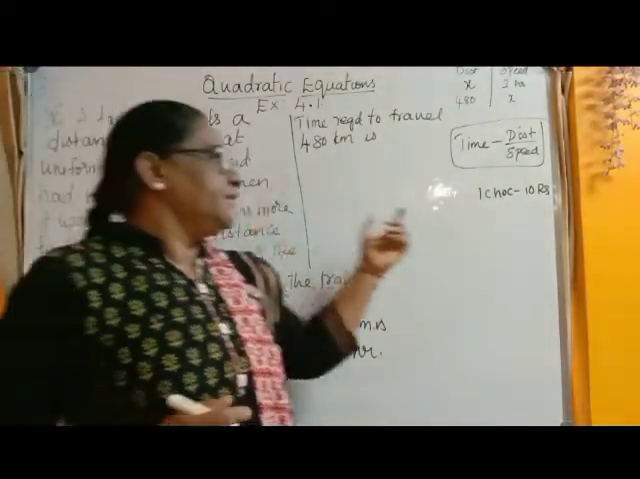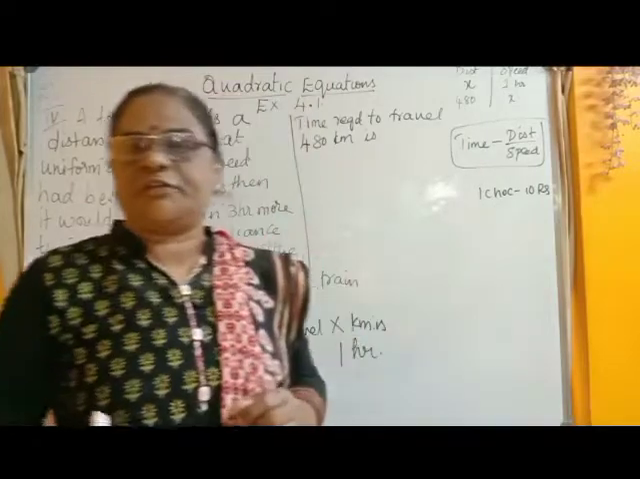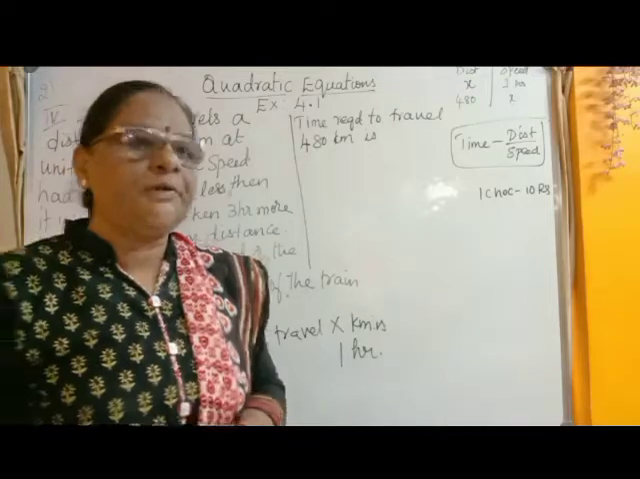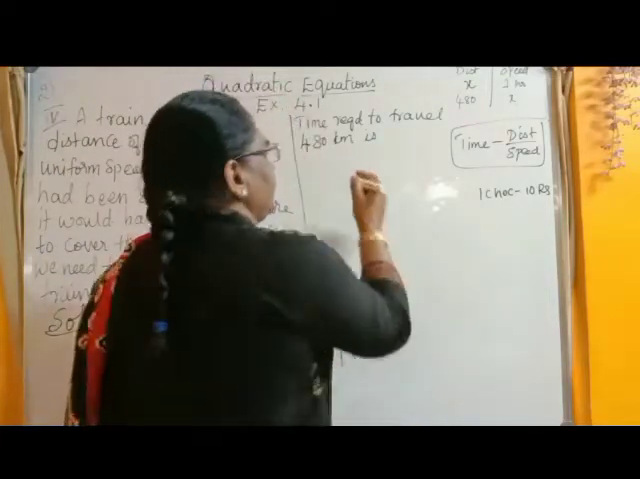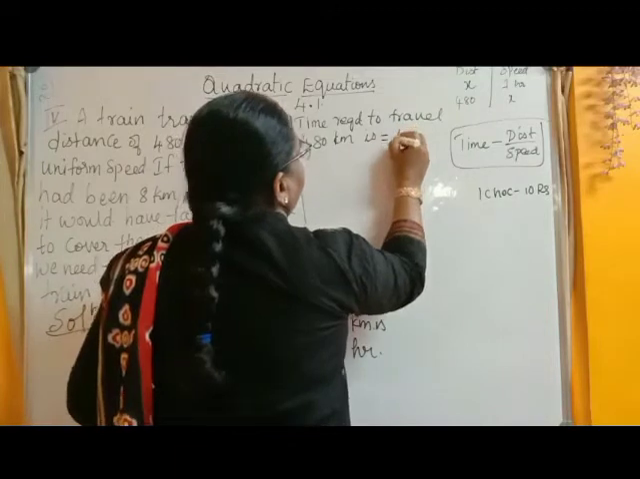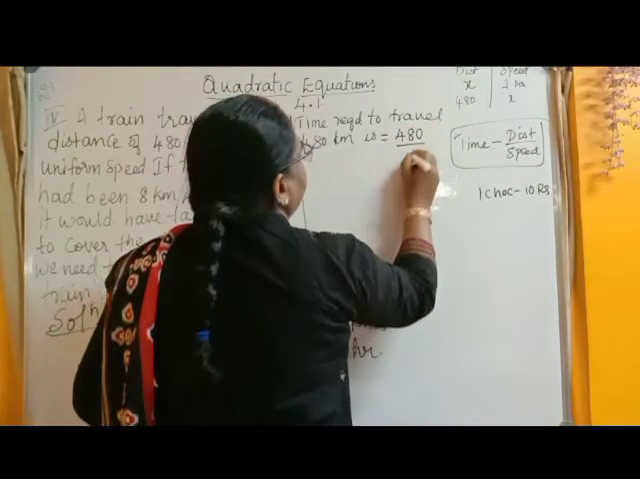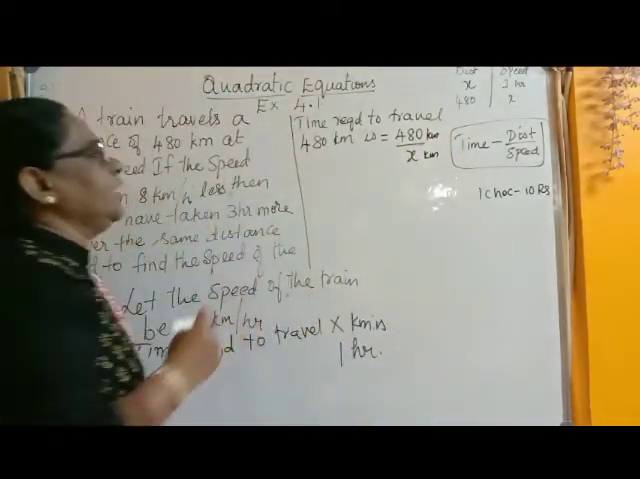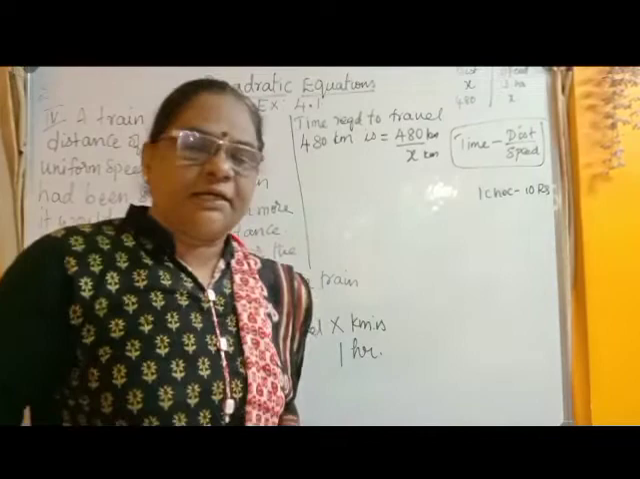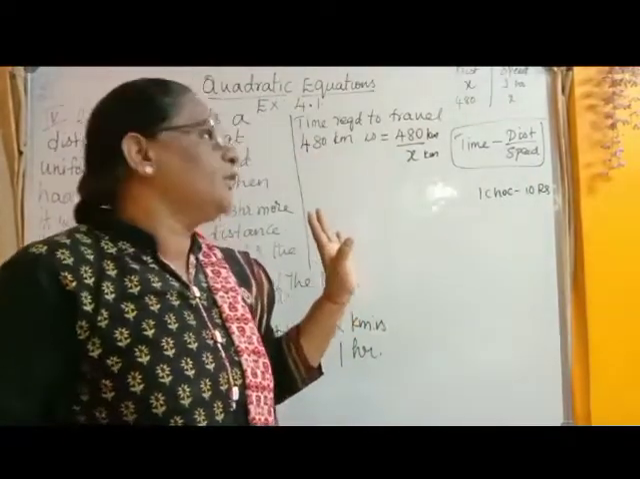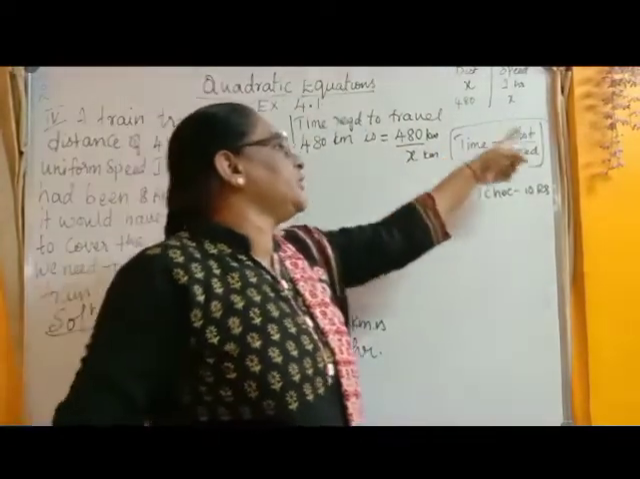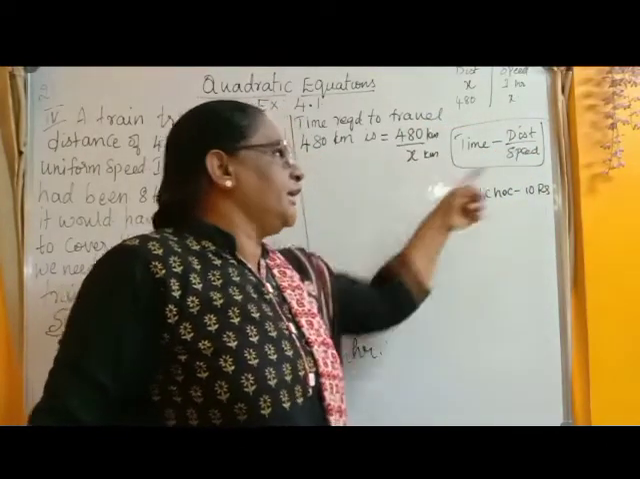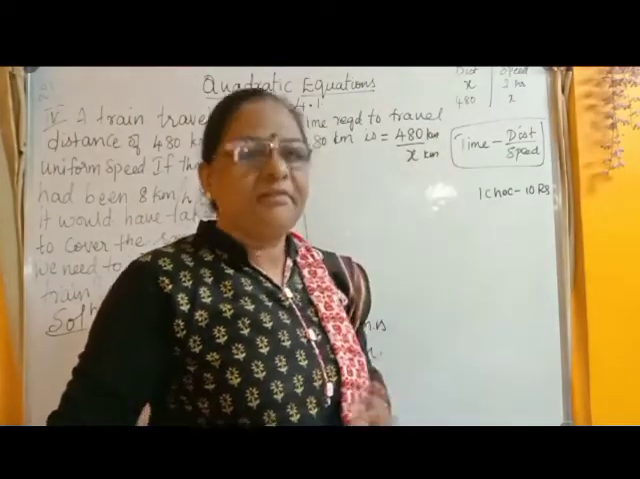So it is like one chocolate costs 10 rupees, and you have 480 rupees. How many chocolates will you get? You are going to divide it, right? So here also, time will be given by total kilometers divided by x kilometer. Total kilometers divided by x kilometer will give you the time taken to cover this distance. So the time formula I have put is distance by speed. What is the distance here? 480. The speed of the train is x kilometer per hour. Is it not? That is what I have written.